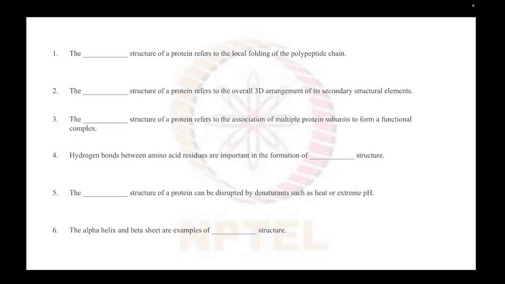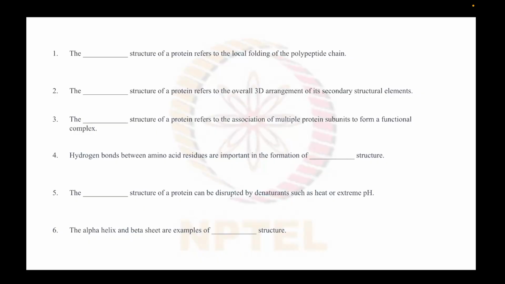Then we have the fourth one. Hydrogen bonds between amino acid residues are important for the formation of what level of the structure? So hydrogen bonds drive the formation of what level of protein structure, whether it's primary, secondary, tertiary, or quaternary? So hydrogen bonds are important for the formation of what level of protein structure.